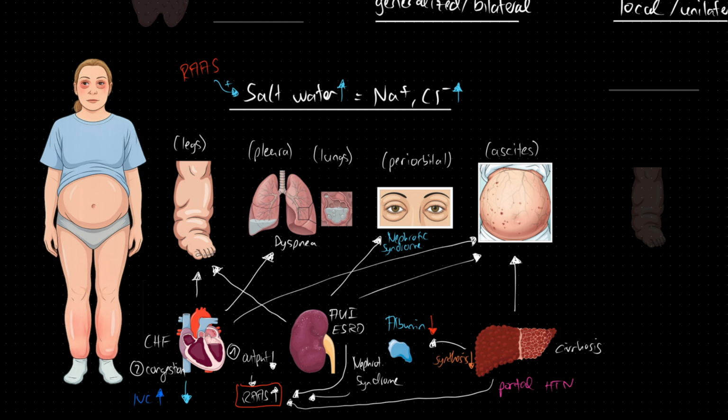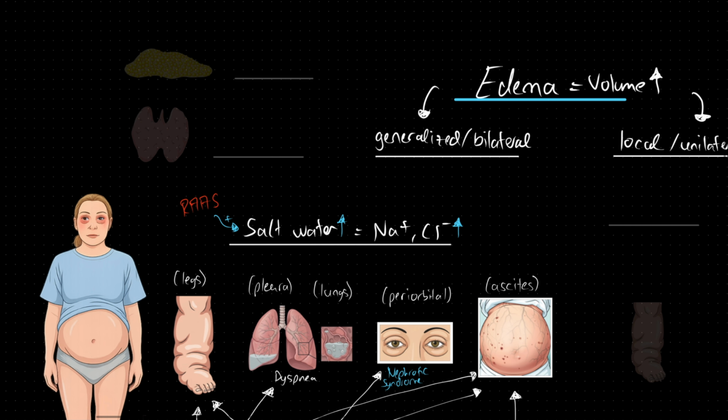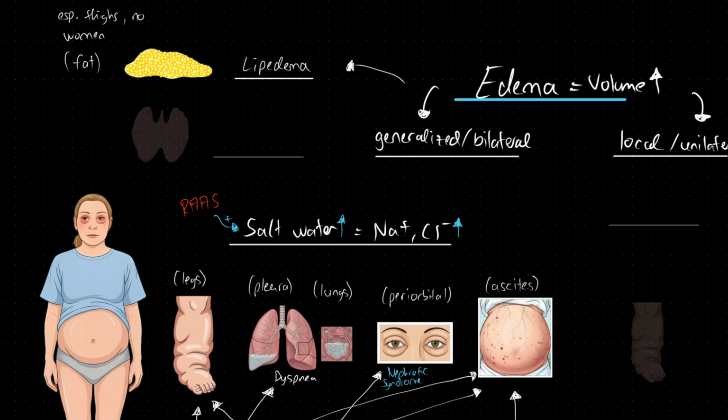There are two other important causes to consider. The first is lipedema, where lip means lipid or fat. This condition primarily affects women, and hormonal causes are suspected. Typically, the thighs are affected, while the feet are spared. Lipedema is also painful to pressure, unlike classic saltwater edema. But here's the key: both are pitting, though lipedema quickly rebounds because it consists of fat.